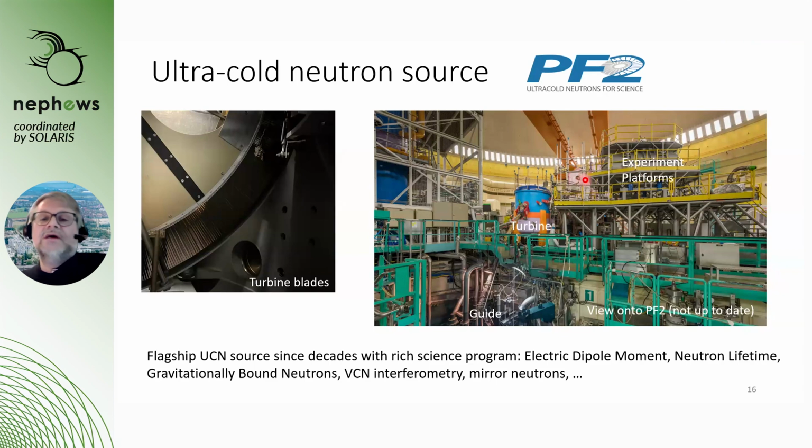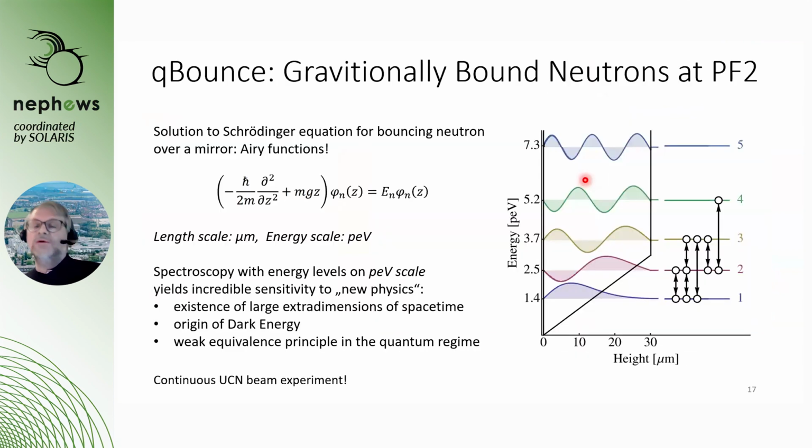Of course, this has been used to measure electric dipole moments, the neutron's lifetime, and a lot of other things in the past decades. But the experiment I'd like to show you now is something you can do, which is kind of textbook physics in a sense. So quantum mechanics 1, you store gravitationally neutrons above a mirror. So you use the potential of the gravitational field, mgz, and in this case, you also have an absorber above, and then the solution to this linear potential is Airy functions.